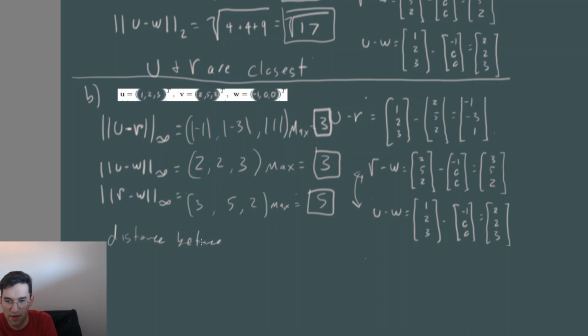between U and V equals the distance between U and W. U is equidistant.